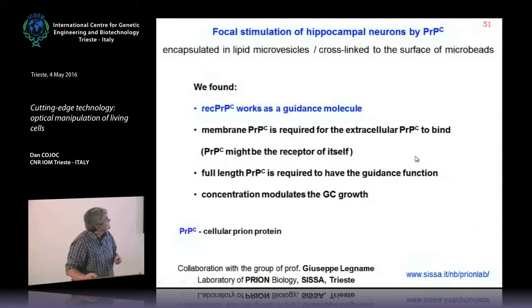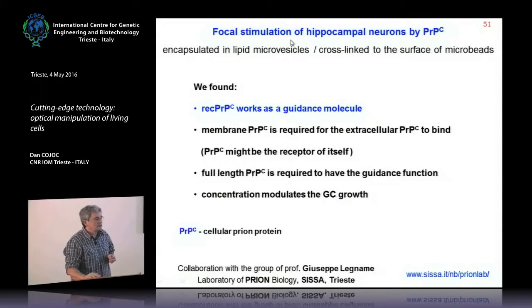Playing with these gradients, with the concentration of the molecules inside the liposome, we can scale down the number of molecules that will get to the membrane receptor.